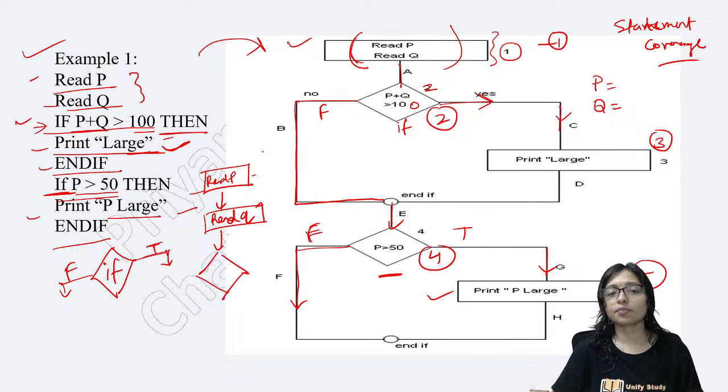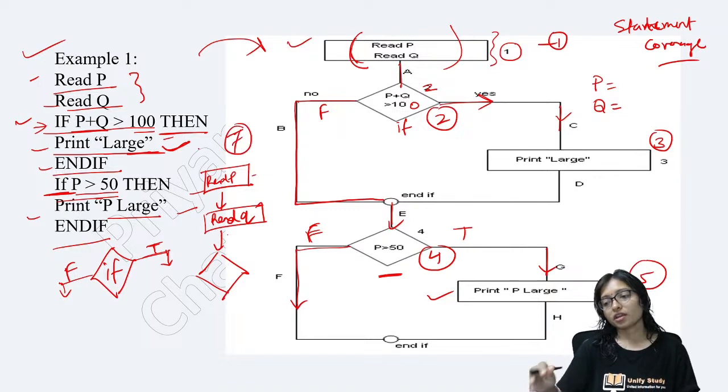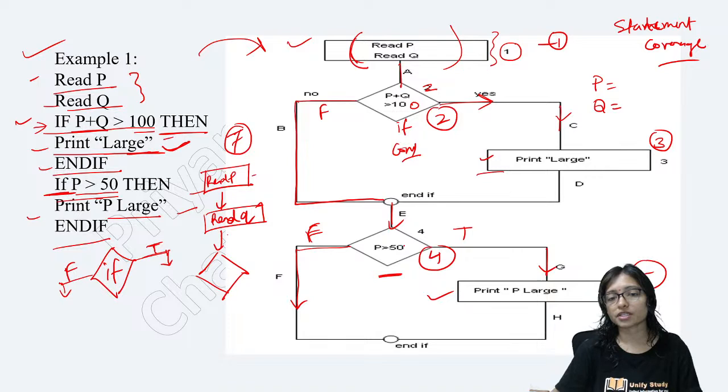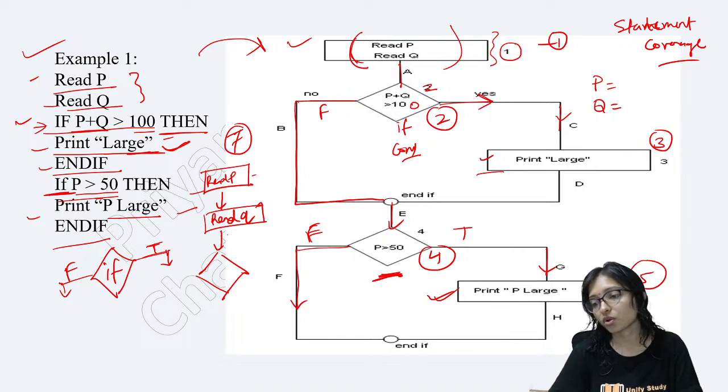Then how many statements will be there? Then you have to count 7 here. Is the decision box also a statement? It is a condition. This is also a statement. Here the printing is going on. This is also a statement. Here the condition is going on. This is also a statement. Here the print is going on. This is also a statement.